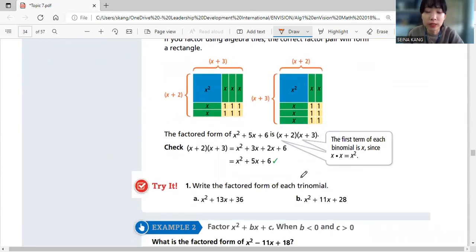Okay, now it's your turn. Please solve try number 1A and B. Pause the video and come back when you're ready for answers. Okay, are you ready?